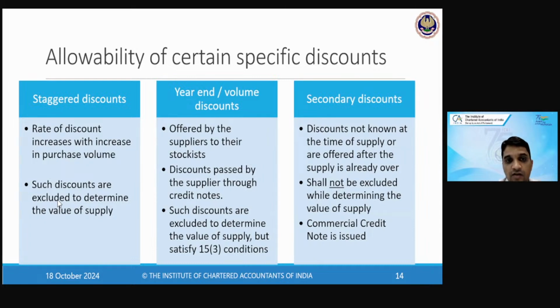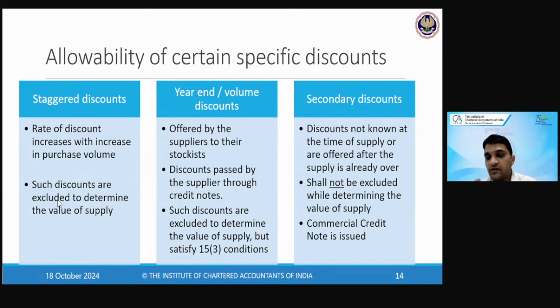Then you have a different type of discount called year-end discount. Now, staggered discounts are given at the front itself, that today if you buy at a specific stepped quantity, you'll get more discount. So that's an example of a staggered discount. Then we have a year-end discount that is offered generally by the suppliers to the stockist, because a customer will buy and go, but there are stockists or dealers who buy regularly from you. The more they buy, you will give them more discount. The discount is passed by the supplier through a credit note, and such discounts are excluded, but should satisfy the 15(3) conditions, what we have understood.